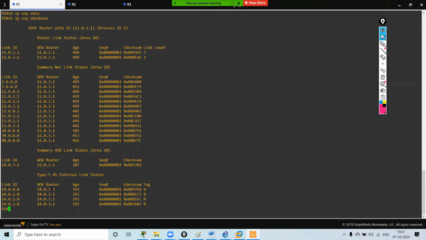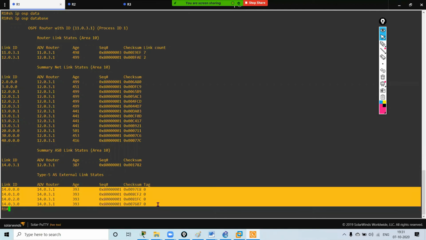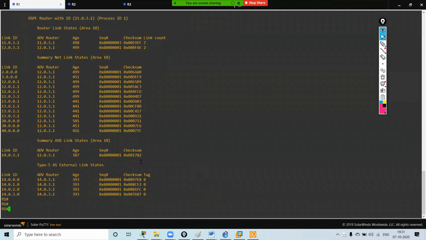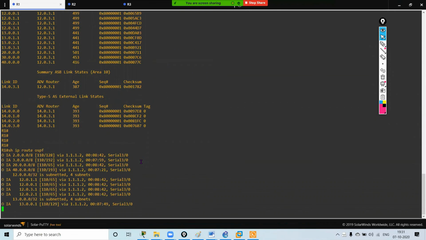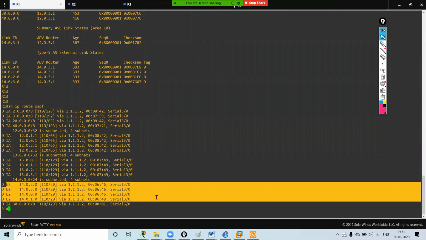So type 5 is there, right? Type 5 AS. These are the type 5 LSAs. Okay, so this will be wiped after a stub. From the routing table, I told you. The routes will be removed from the routing table. Here I will be getting one single route instead of these 4 routes. I will be getting one single O IA default route.